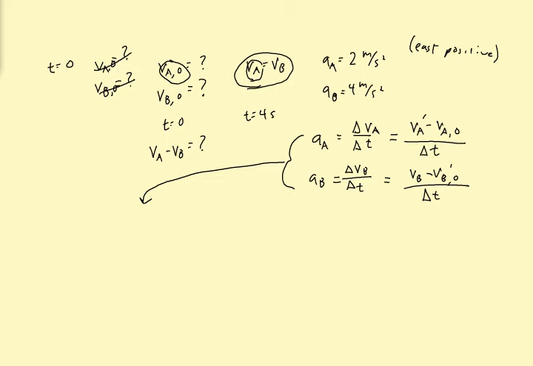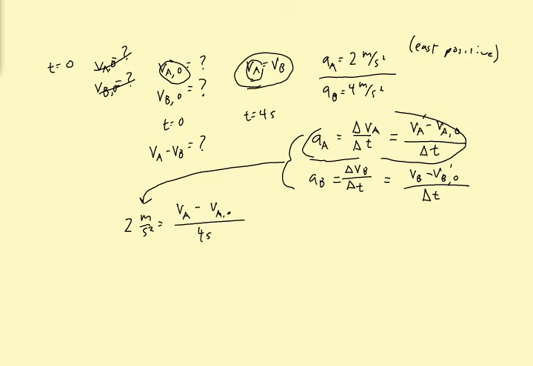So we know during this interval that the acceleration of A was 2 meters per second squared. So I'm going to turn this top equation into numbers and say 2 meters per second squared equals VA final minus VA initial over the time it took, which was 4 seconds. And then for motorcycle B, we have 4 meters per second squared. These are all positive because they're in the east direction, which we define as positive. And what we have now is VB minus VB naught over 4 seconds.